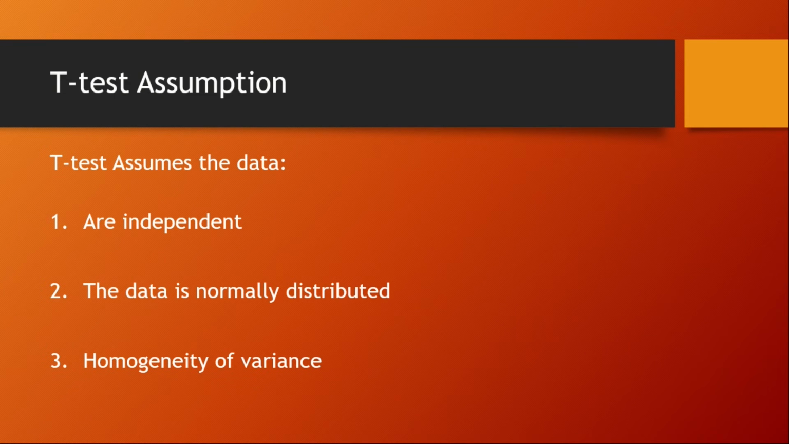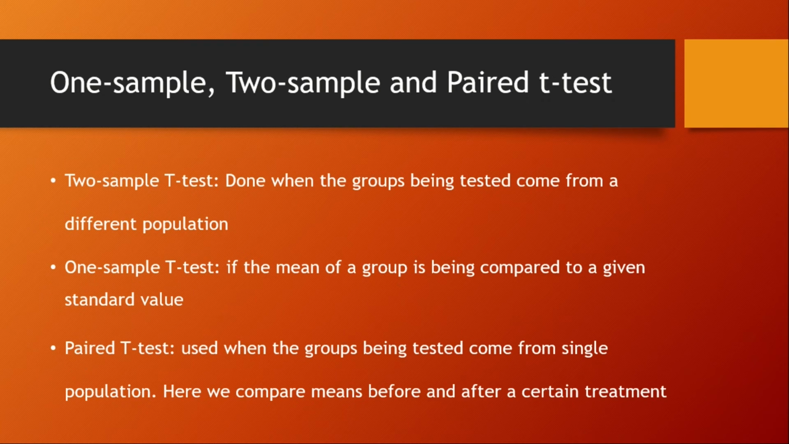So the assumptions under t-test are that your data are independent, and the data is normally distributed. What do we mean that your data is normally distributed? They are equally distributed on either side of the central value. And homogeneity of variance. What does that mean? That your variance across your groups or across the data is the same. Similar variance. That is what we mean by homogeneity of variance.